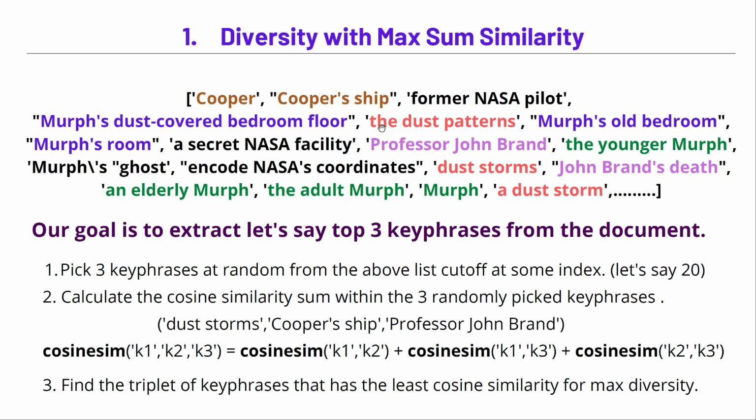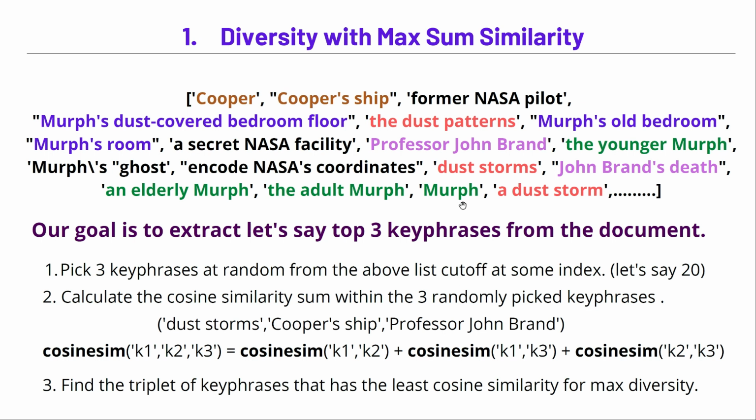And why are we saying that? Simply, we want to pick 3 key phrases with the maximum diversity. And when does maximum diversity occur? If there is least similarity among those 3 key phrases. So that's why we are calculating the similarity among those 3 key phrases with this formula. And if we pick the triplet combination that has the least cosine similarity, then essentially we have picked the top 3 key phrases that have the maximum diversity from the top n sorted key phrases.